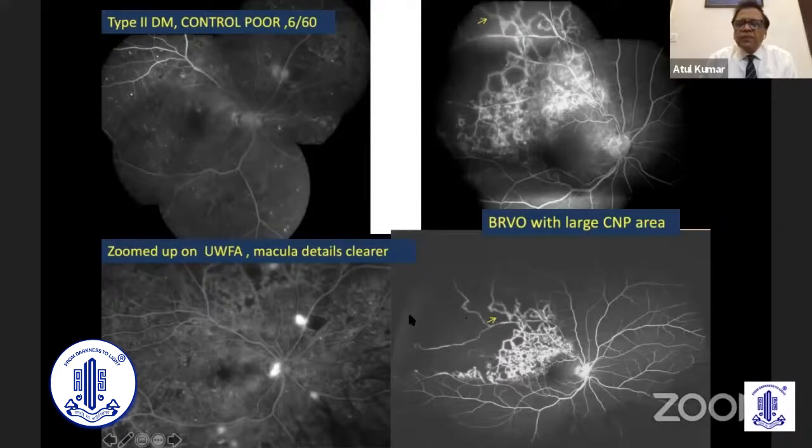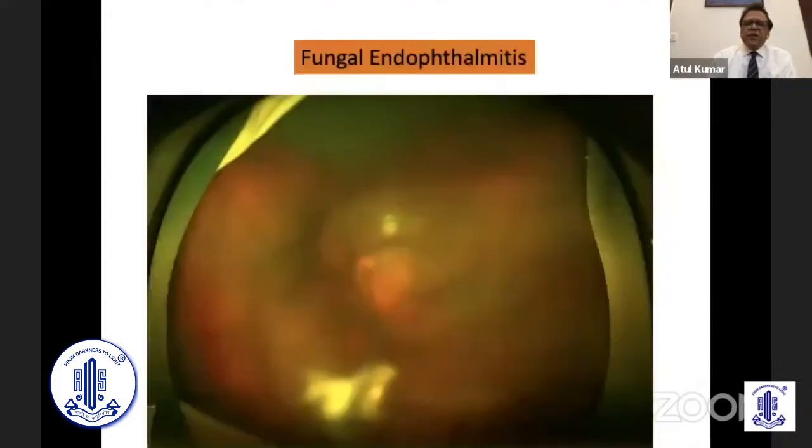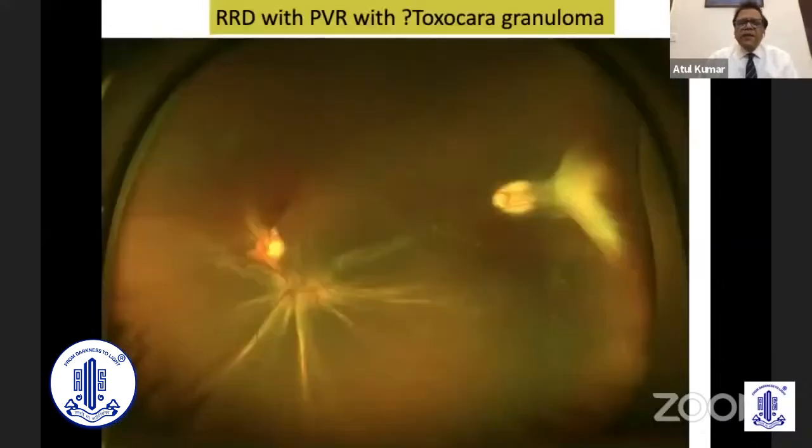We probably may or may not have treated this patient if he depended on a standard 50-degree camera. So you see the amount of laser he requires is extensive to prevent any neovascularization subsequently. And this is a case of fungal endophthalmitis. We often take fundus pictures of patients where we like to document and also know the extent of involvement of the uveitis, vitritis, or endophthalmitis wherever it's possible.